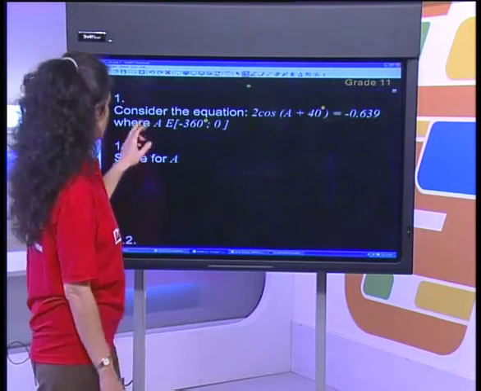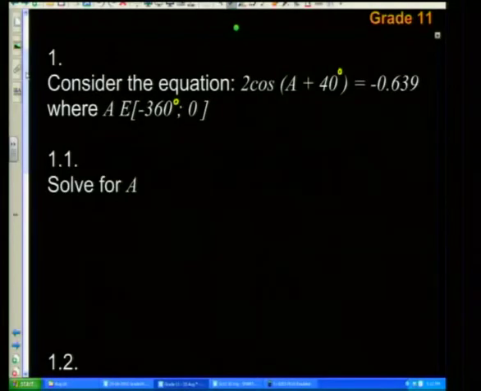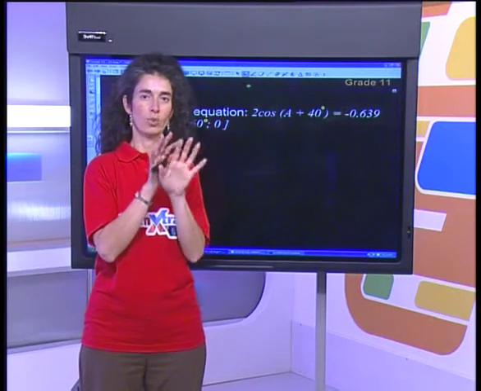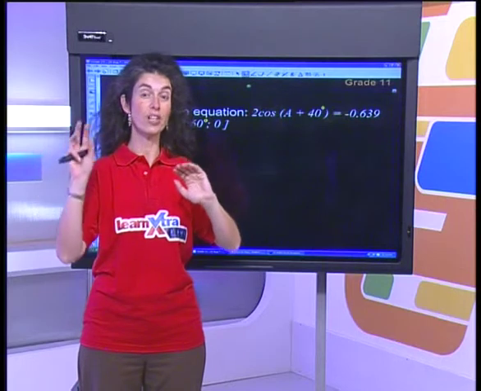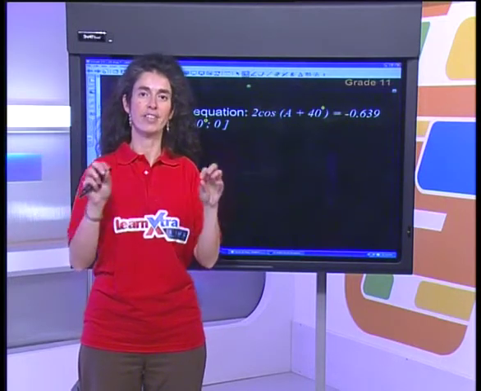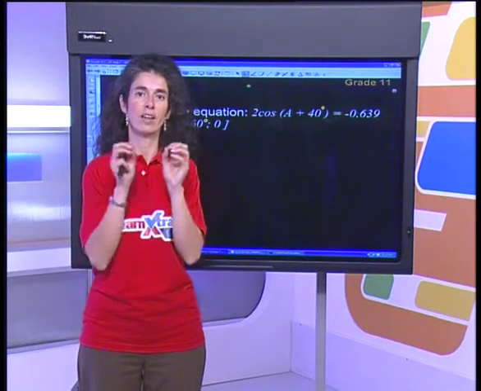Okay, so consider the equation 2 cos(A + 40°) = -0,639, where A is between -360° and 0°. The first thing you do is not take cognizance of that domain. You ignore it to start off with while you work out what the general solution is. Once you've got the general solution, then you come back and insert the various k values that give you the finite number of solutions within a particular domain.